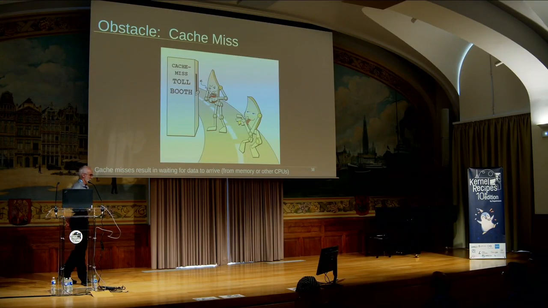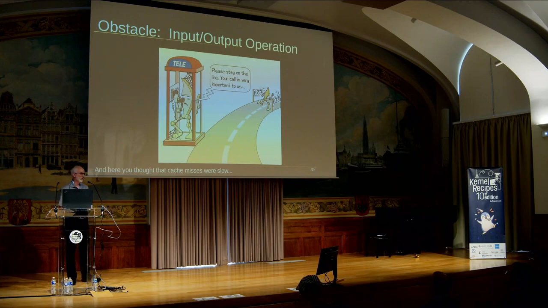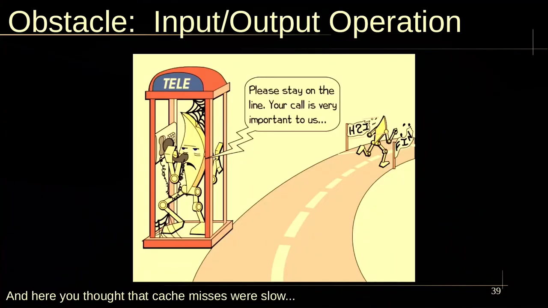Cache misses. Willie talked about that. Brendan talked about that. Those can take a while. They're another obstacle on the road. And if you think cache misses are bad, try I/O. Well, SSDs are a lot better than rotating rust. But still, as we've heard, they send things in large blocks, and it takes a while.